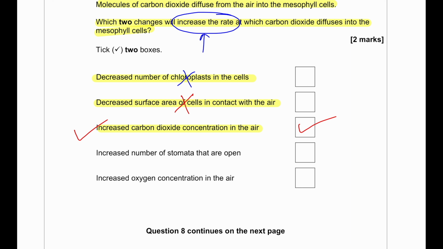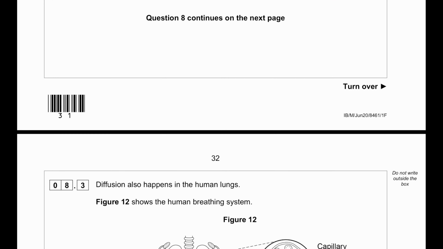Definitely. Increased number of stomata that are open. Yes, if more stomata are open, then more carbon dioxide will be able to enter the airspace near the mesophyll cell, and thereby they can diffuse into the mesophyll cell. Increased oxygen concentration in the air will hamper the absorption of carbon dioxide, because the increased oxygen concentration will dilute the concentration of carbon dioxide.